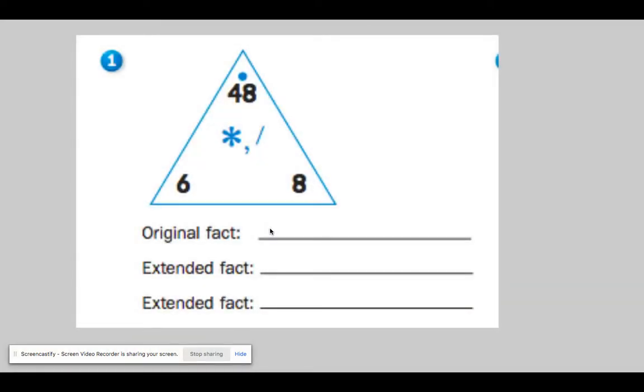Let's look at number 1. We'll do this one together. Our original fact is 6 times 8. Again, if you see that star, that means multiply. 6 times 8 is 48. So now we're going to extend that by a multiple of 10. We're going to just write our original fact for now: 6 times 8 equals 48. We're just copying that from here.